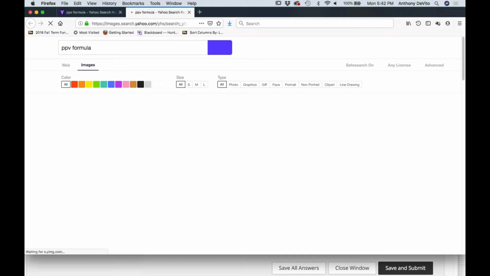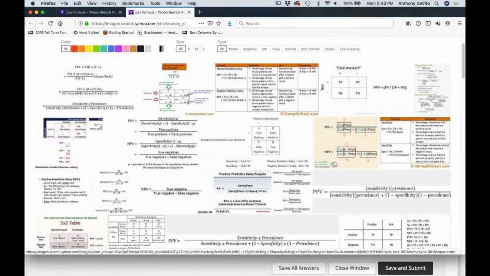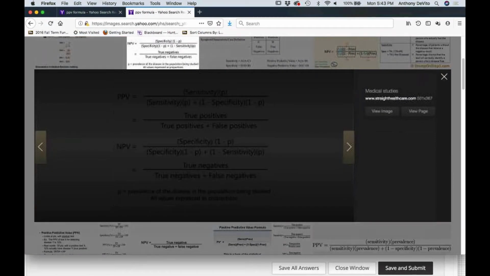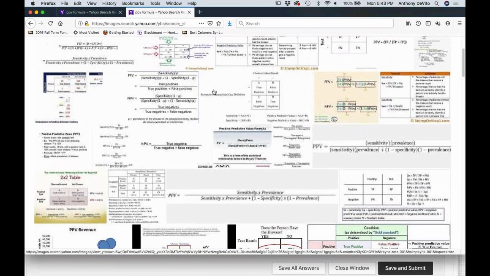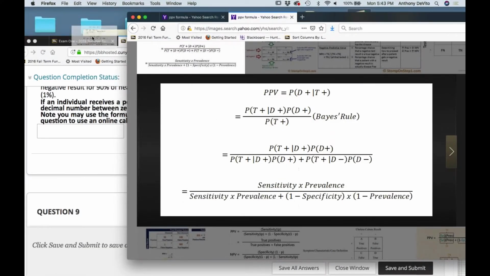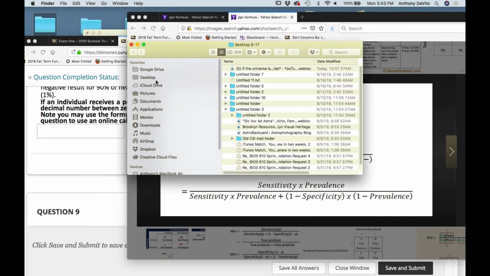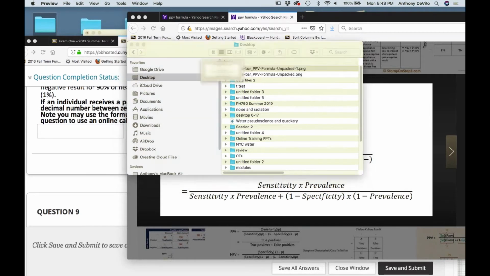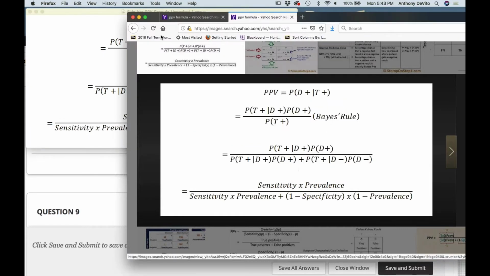Let's see, image results. This is going to make me unhappy that I used Yahoo. Let's see, I just saw it come up. How about this one right here? Here we go, this should do. I don't know if I got that. Okay, I'll be able to keep that open now.